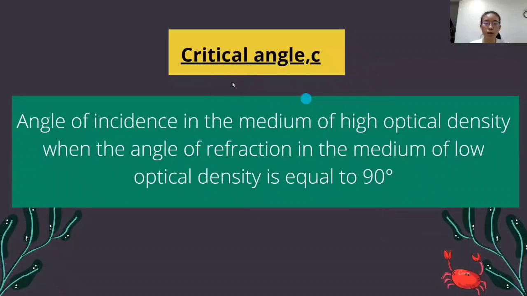Just now I have mentioned many times the critical angle, and this is the meaning of the critical angle: the angle of incidence in the medium of high optical density when the angle of refraction in the medium of low optical density is equal to 90 degrees.